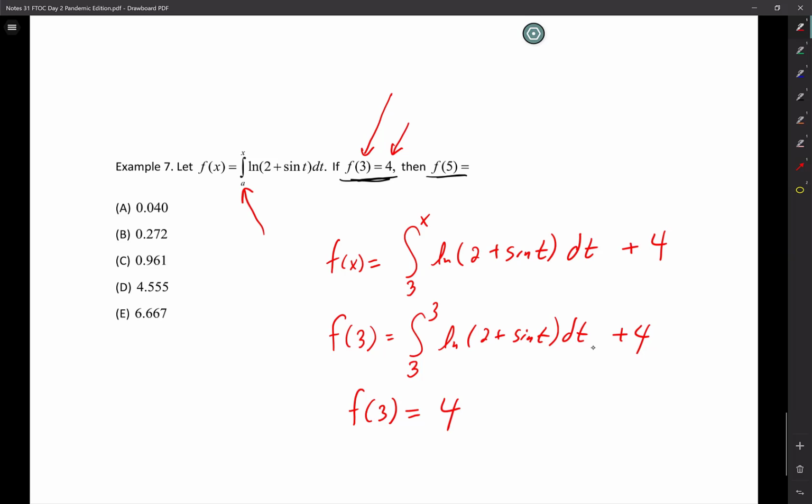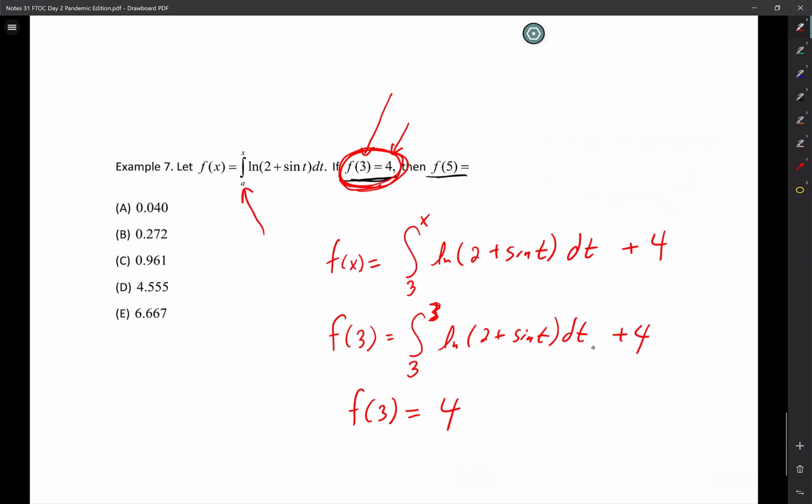So what did I do? Why did I add 4, guys? I added 4 because I want to force this function to give me a 4 when x is 3. And notice, if I put a 3 in the top, I haven't moved. 3 to 3 of ln of all this mumbo jumbo is going to give me 0 plus 4. 0 plus 4 is 4. Does that make sense, guys? Perfect. So now, oh, it doesn't make sense to you? Okay. Ask.